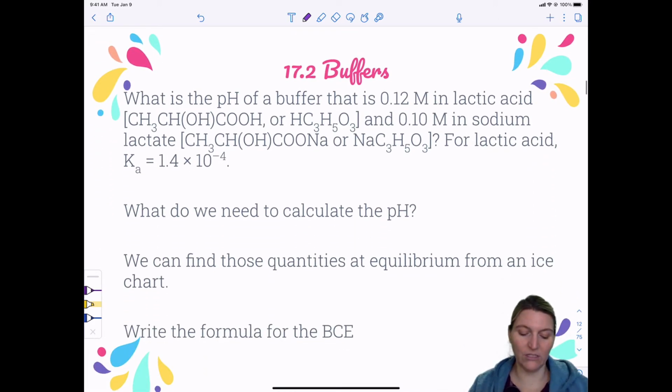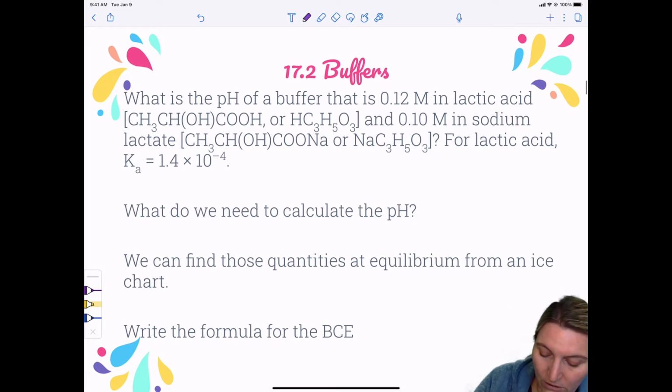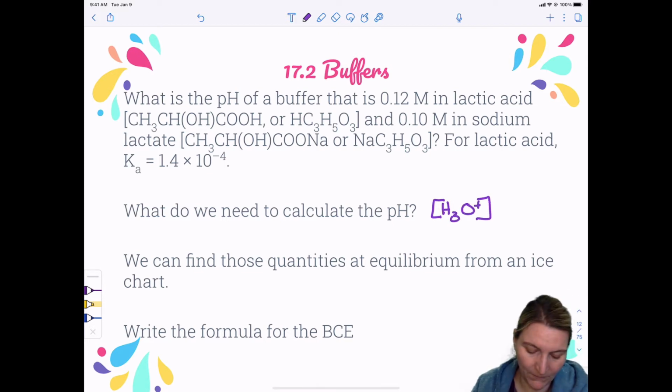So the first type of question is just, what is the pH of the buffer? What is the pH of a buffer that is 0.12 molar lactic acid and 0.1 molar sodium lactate? And then it gives us the Ka. So of course, we are going to need to find the H3O plus concentration. And we can put that in an ICE chart.